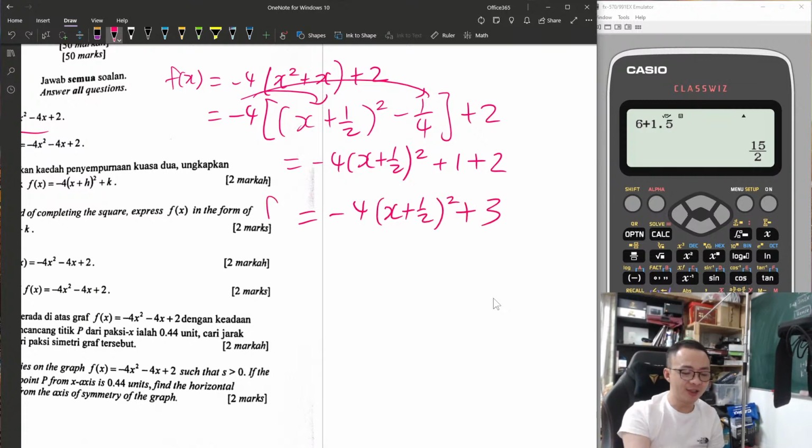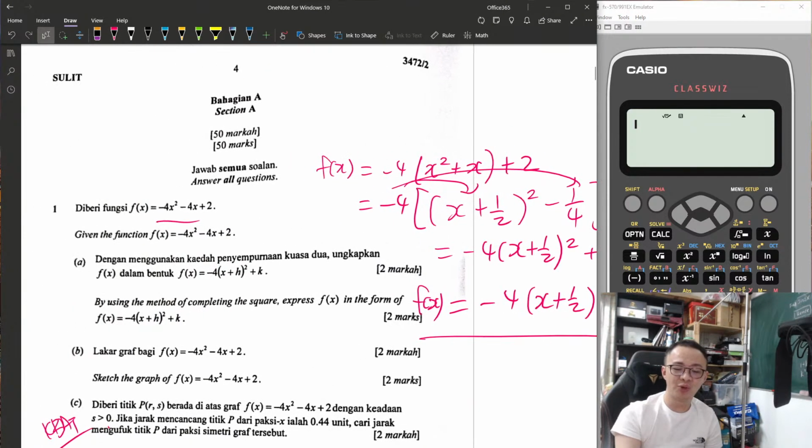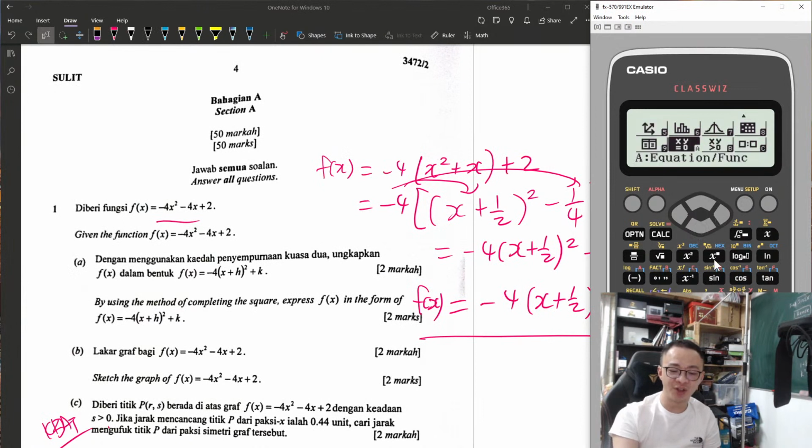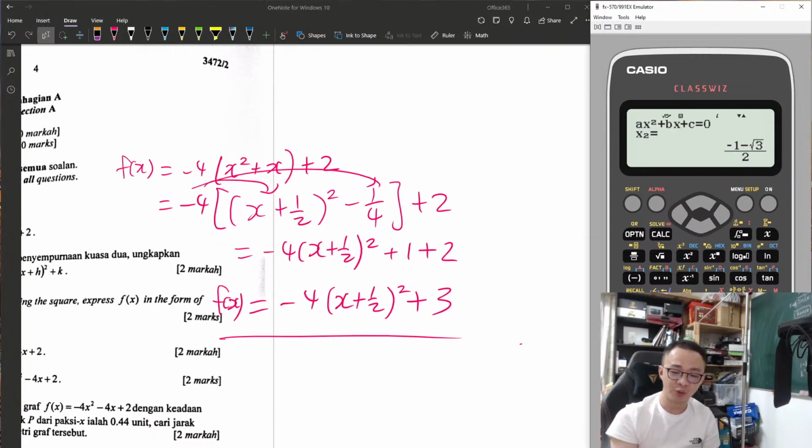Okay, so yeah, this is f(x). If you are using this model of calculator, I say many times you can check the answer of the completed square using this calculator. So what you want to do is just go to the equation, which is here, polynomial, and then power 2, and then key in your ABC, which is negative 4, enter negative 4, and positive 2. And then you press enter 3 times, 1, 2, 3.